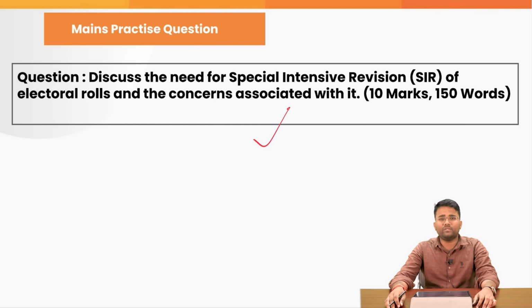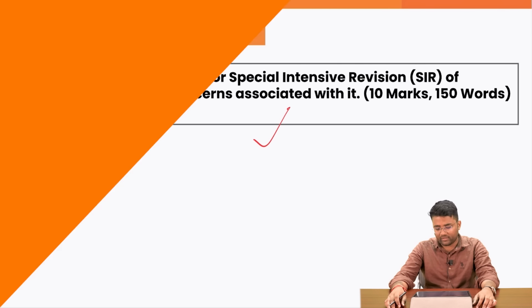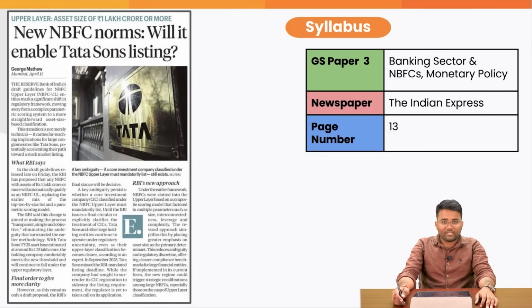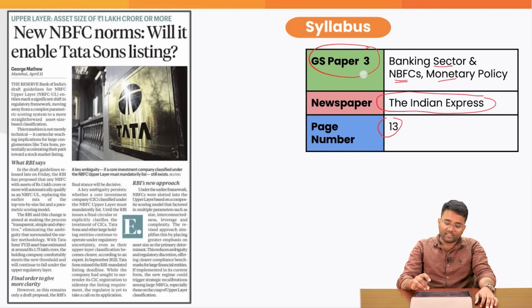This is a mains practice question that you people can write from this particular topic. Moving towards our prelims pointers section, the first topic is non-banking financial companies and the new norms for the non-banking financial companies, which is related to your GS Paper 3, banking sector and non-banking financial companies and monetary policy. And this has appeared in today's The Indian Express, page number 13.